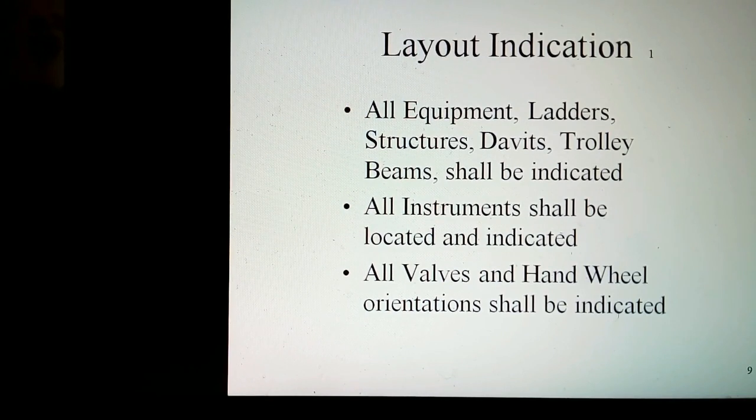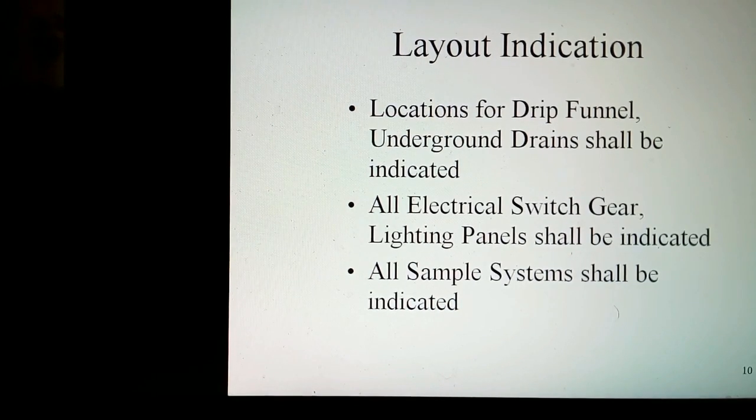Layout indication: the basic requirements to be met in the appropriate diagram when making the piping and equipment layout are: all equipment, ladders, structures, davits, trolley beams, shall be indicated. All instruments shall be located and indicated. All valving and handwheel orientations shall be indicated. Drip funnel locations for underground drains shall be indicated. All electrical switch gear, lighting panels shall be indicated. All sample systems shall be indicated.